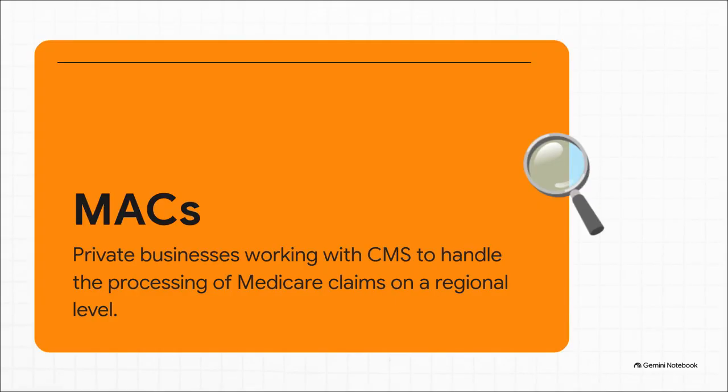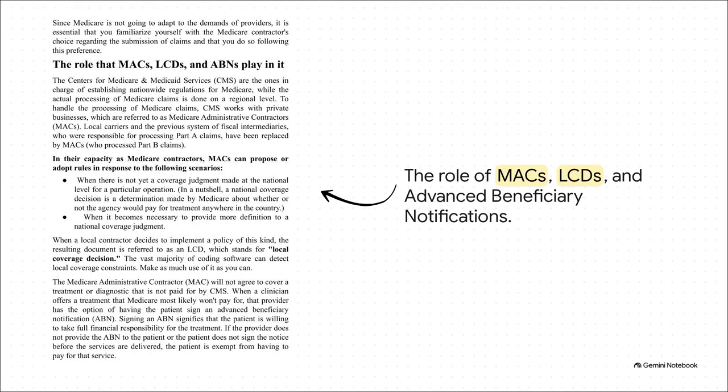And this brings us to MACs, or Medicare Administrative Contractors. The Centers for Medicare and Medicaid Services, CMS, they set the nationwide rules, but they partner with private businesses, these MACs, to handle the actual day-to-day processing of claims on a regional level. And these MACs have some serious authority. When there isn't a national coverage rule for a specific procedure, or maybe if a national rule just needs a bit more definition, these MACs actually have the power to create local coverage determinations, or LCDs. The source text clearly defines the role of these MACs.